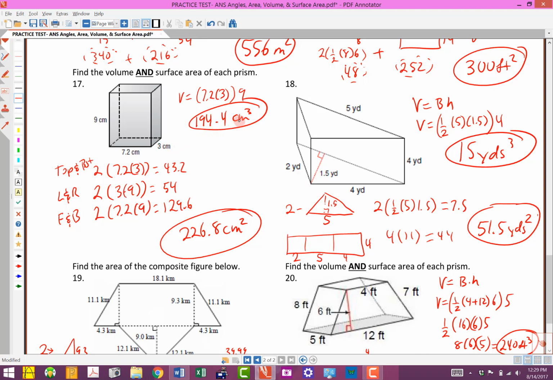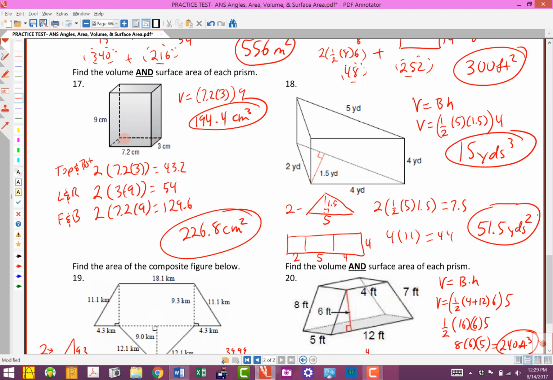And then on this one I did it a little bit differently. Instead of drawing a net for this, I said, okay, I've got 2 tops and bottoms. So I've got a bottom that is 7 by 3 and a top that's also 7 by 3. So I've got 2 of those. So I'm going to do 7.2 times 3. That's the area of a top or bottom, and then I double it to get both of them. I've got a left and a right.